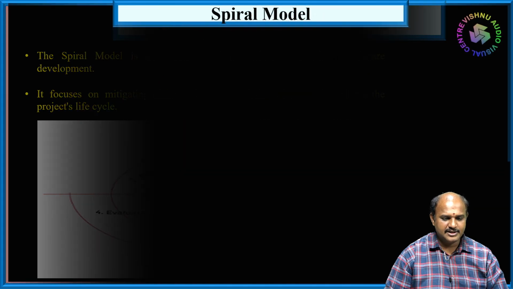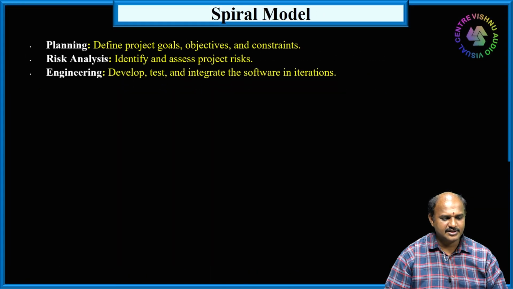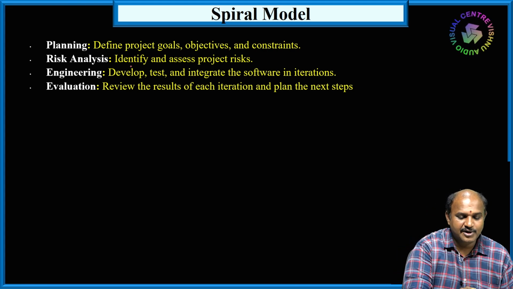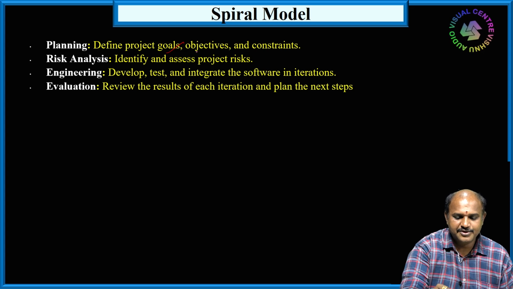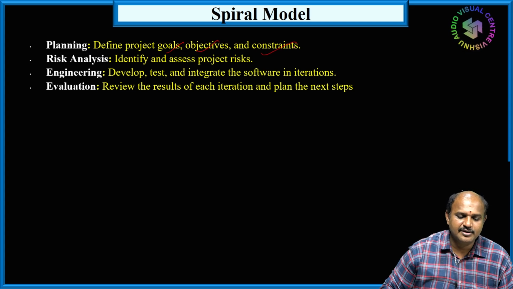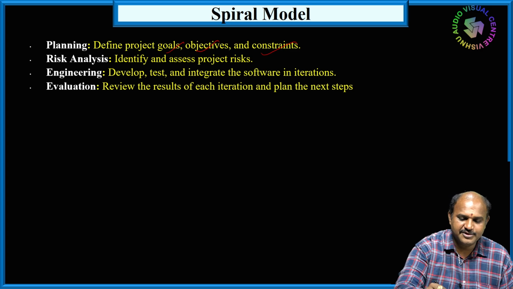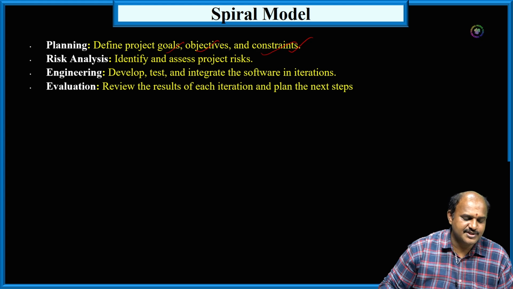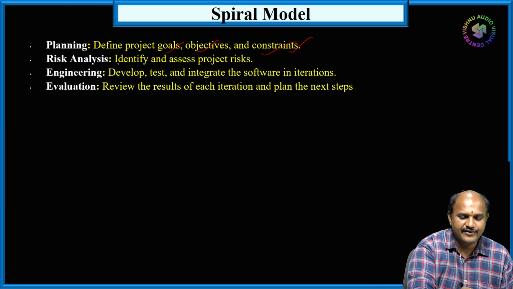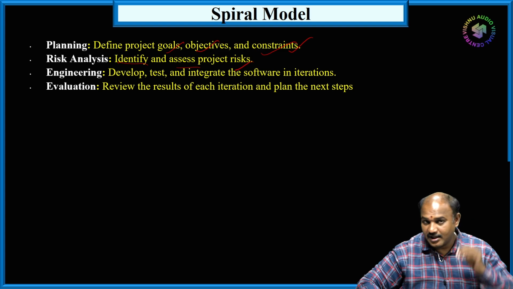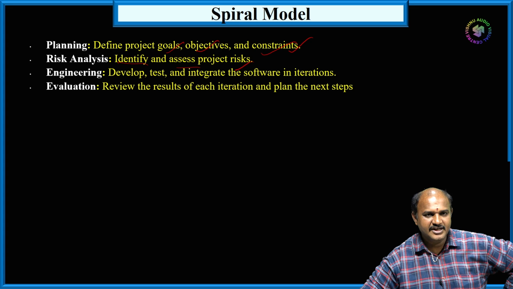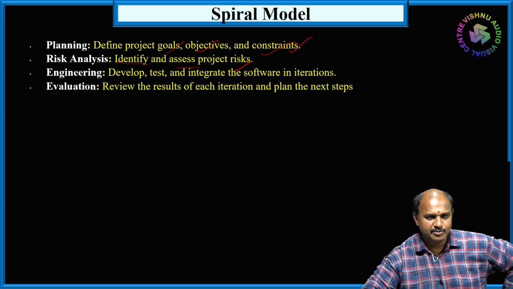Correct? So let me discuss simple points here. Just read them here. Planning is nothing but defining the project goals, objectives and constraints. These are the main ones. What goals are required? What objectives are there? Are any constraints there? You should take them as a challenge first. The next one, risk analysis, identifies and assesses the project risks. I already explained what the risks are, how you are going to identify them, and how you have to remove the risk.